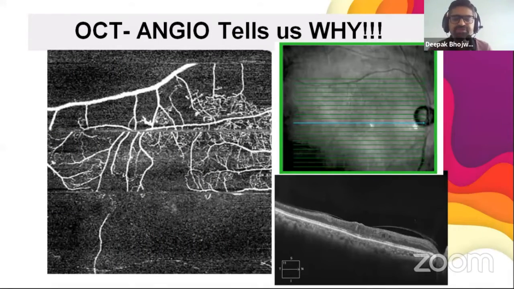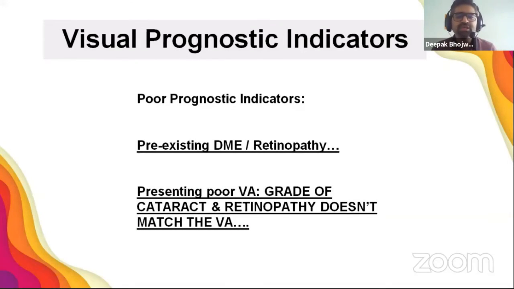So whenever you have a mismatch between the cataract grading and the best corrected visual acuity, you have to suspect some kind of ischemia in diabetic patients, which is better shown on angiography or OCT angiography, which is now available. So we have to be aware of poor prognostic indicators: pre-existing retinopathy is a red flag sign. And if there is a poor presenting visual acuity despite the cataract grade or retinopathy not matching, always suspect ischemia.